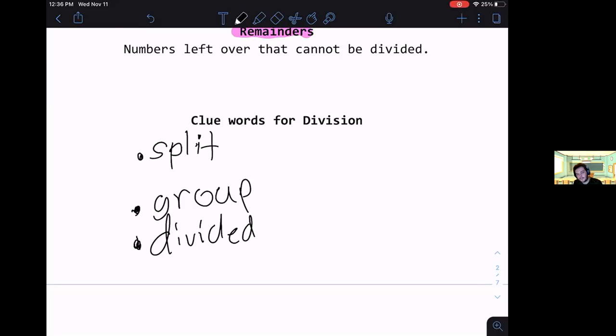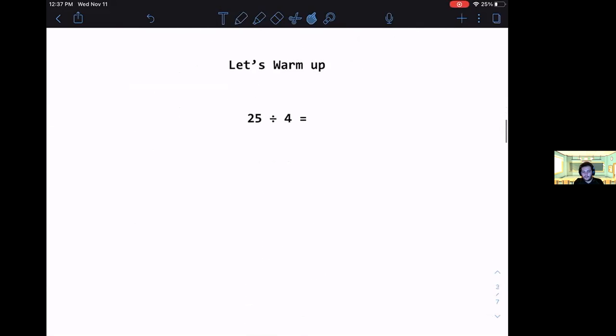Splitting, groups, many, which is oftentimes used for multiplication, can also be for division if it's many groups, and so on. We'll touch more on that when we do the word problems. So for our warm-up, we have 24 divided by 5. Lately, how we've been approaching this is using the array model that we have learned in our earlier grades. So let's go ahead and start that.